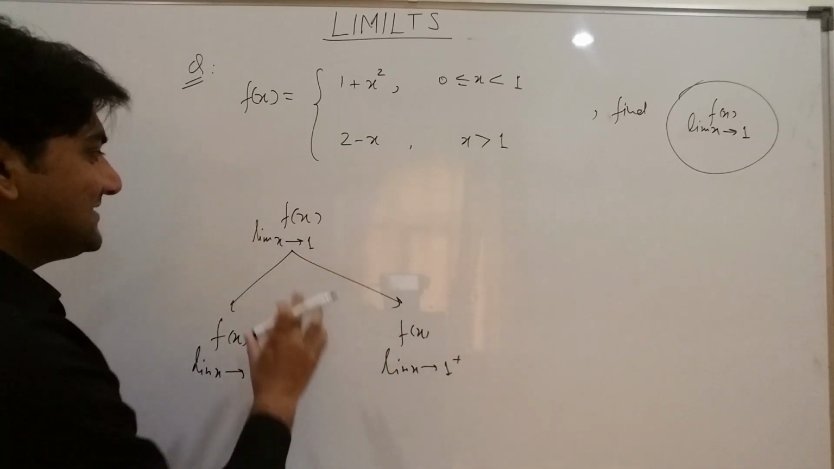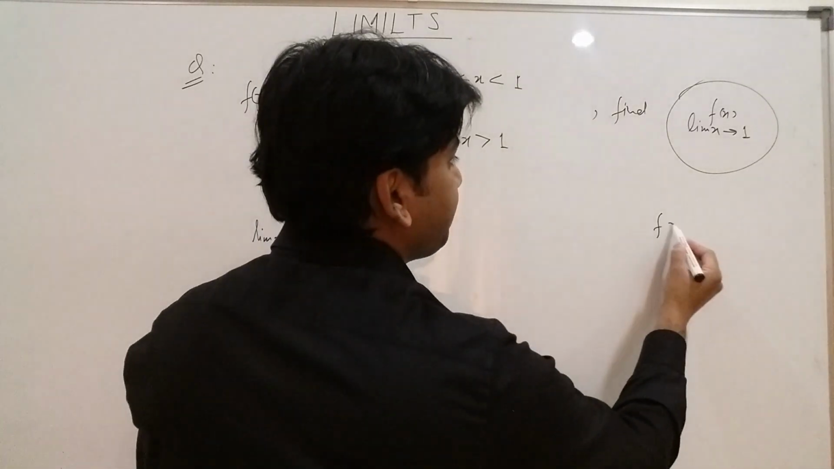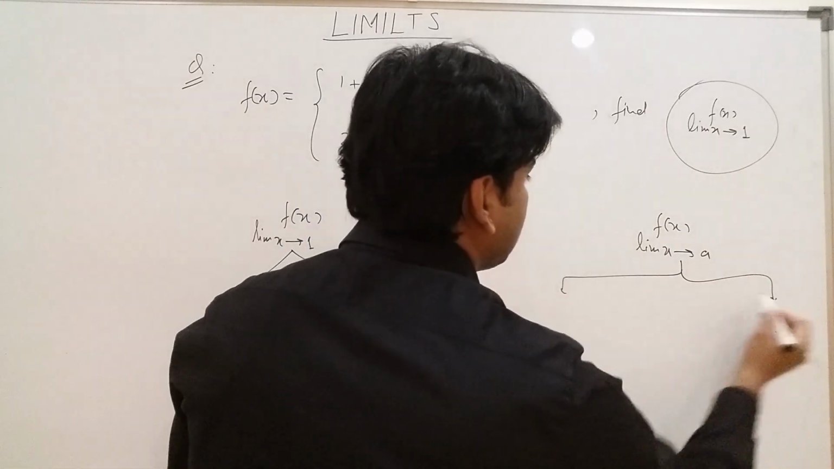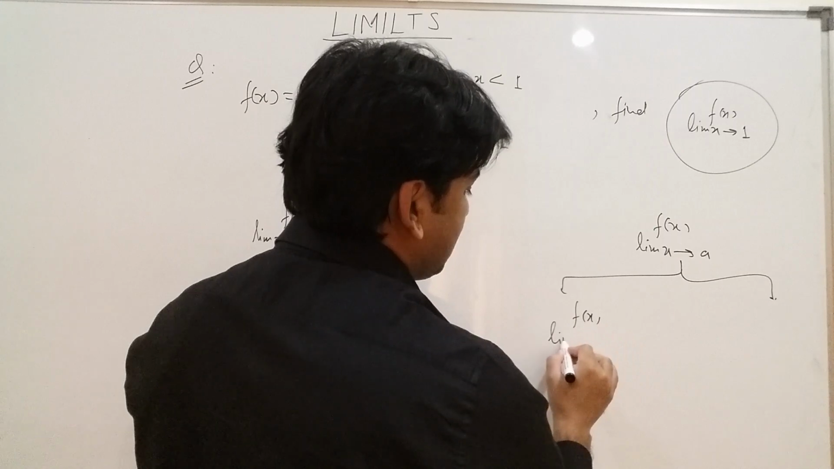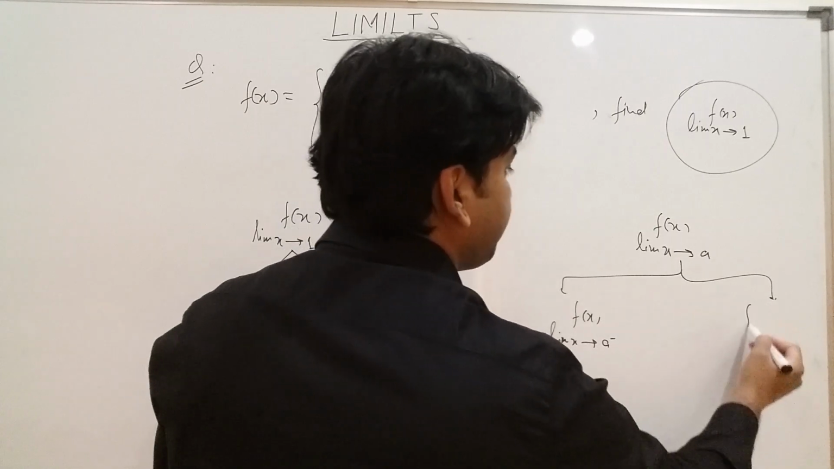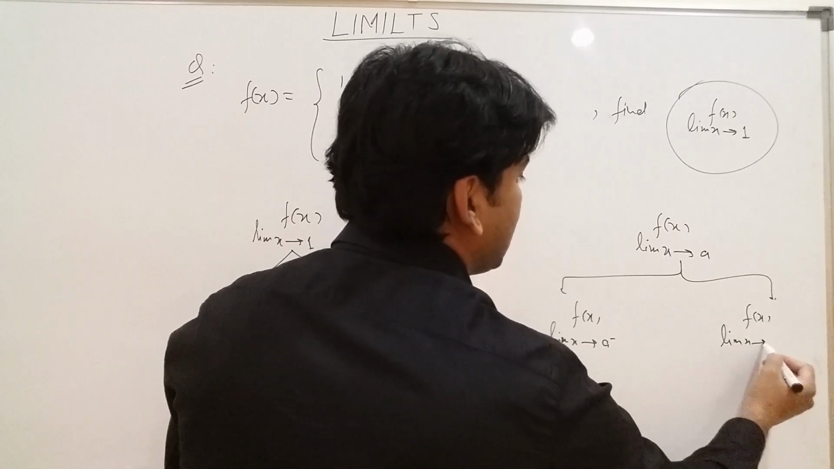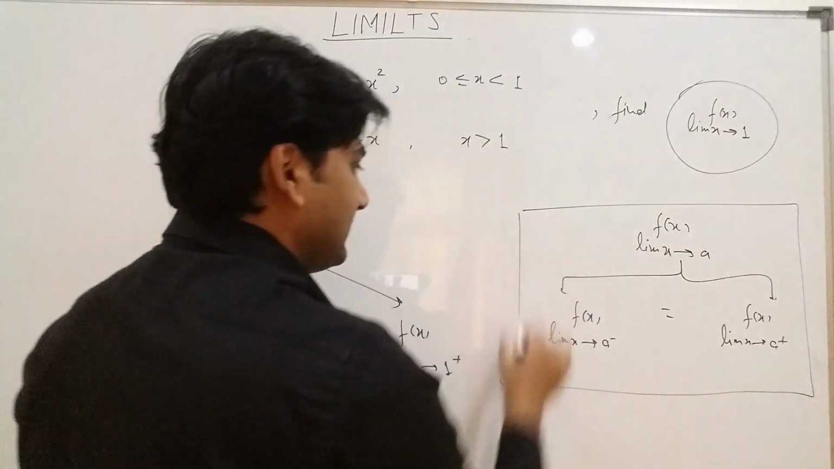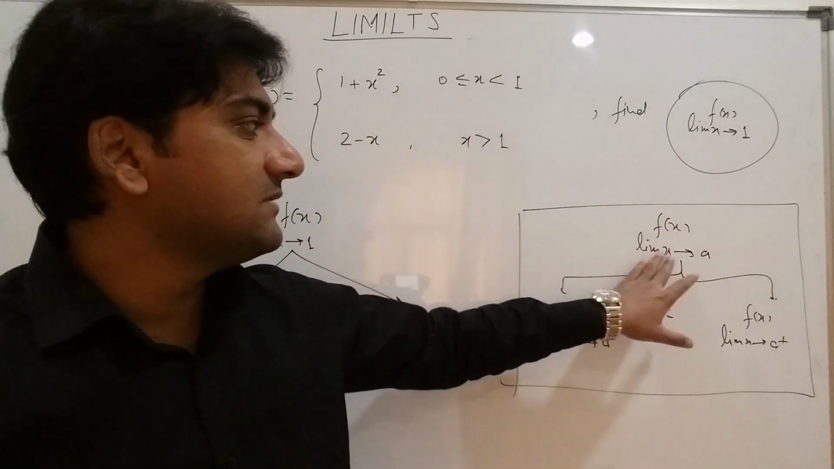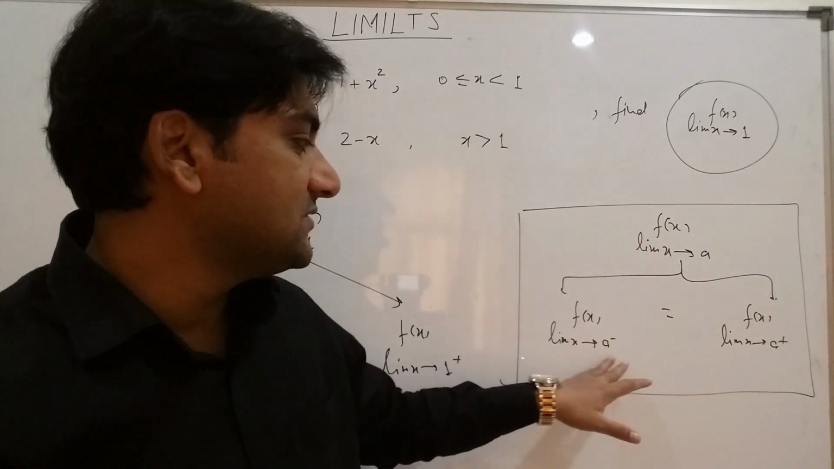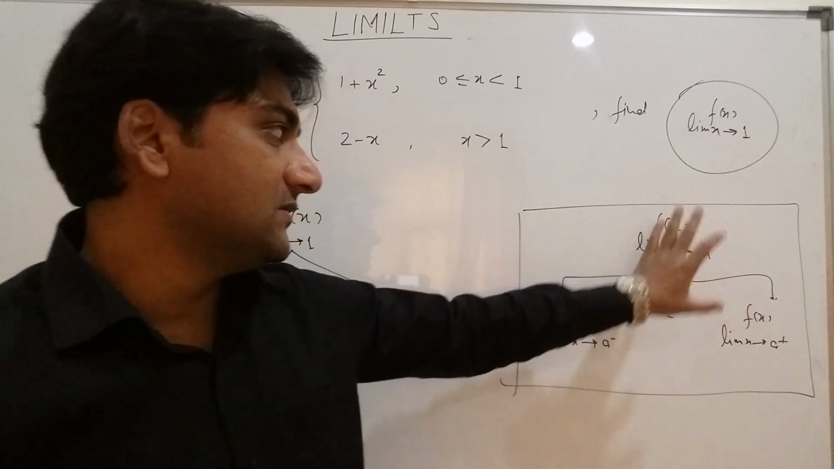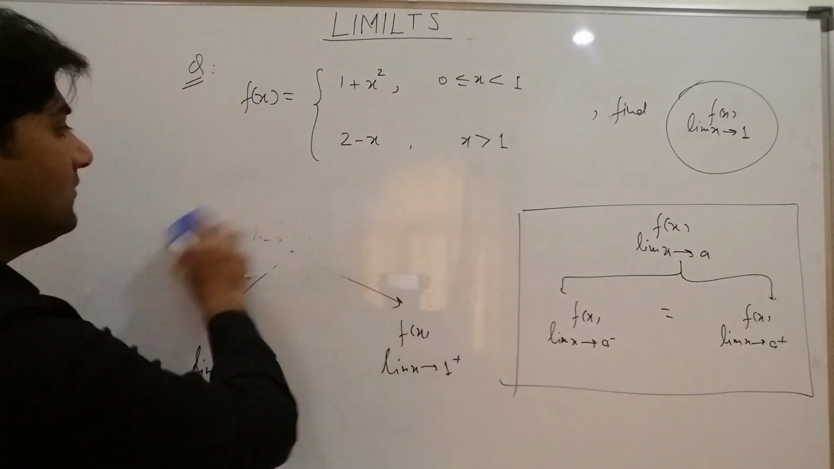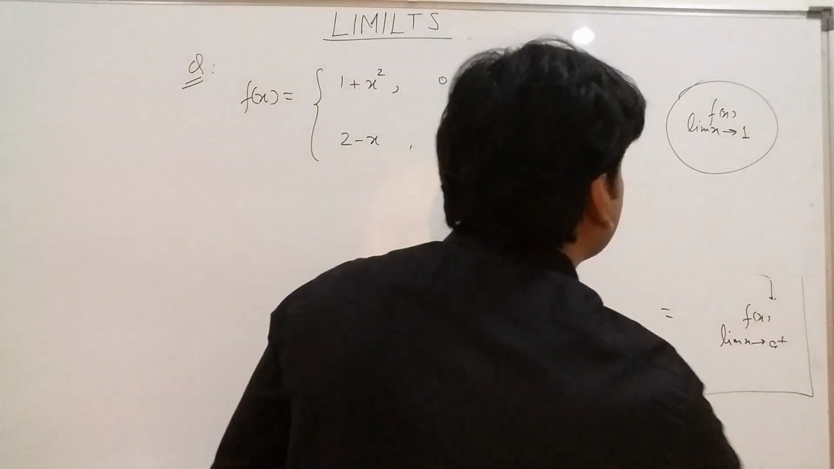Okay, if you want to understand it as a theory, then it will be like this: f of x, limit x tends to a, it means f of x, limit x tends to a negative, and f of x, limit x tends to a positive, and these two must be the same. So this box is very important. When f(x) limit x tends to a, what is the meaning? It means f(x) limit x tends to a negative and f(x) limit x tends to a positive. So understand and remember this concept while finding limit.